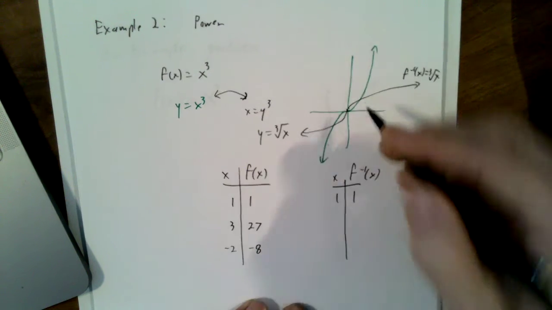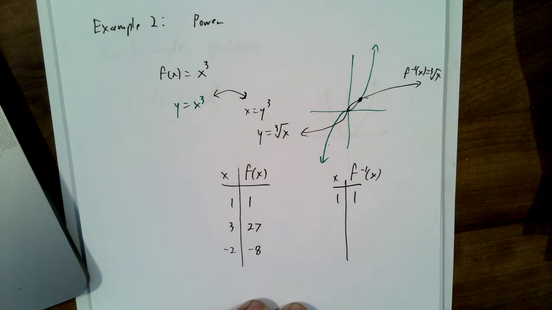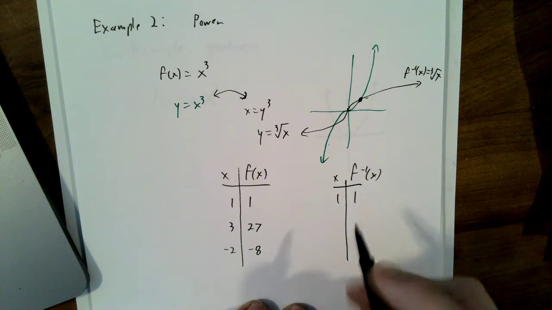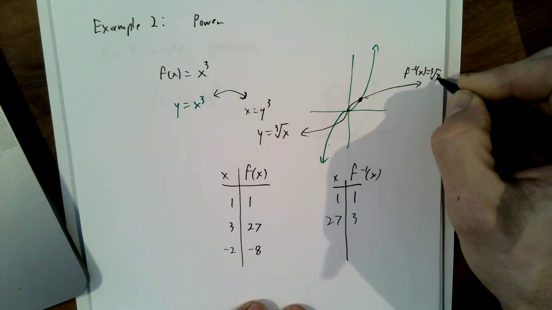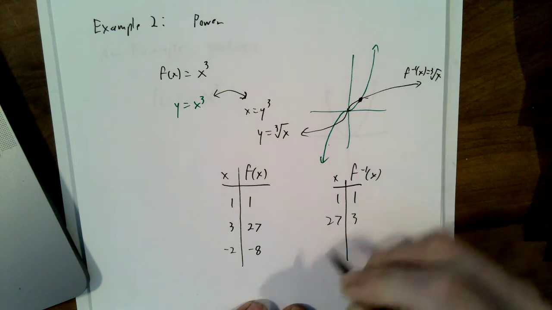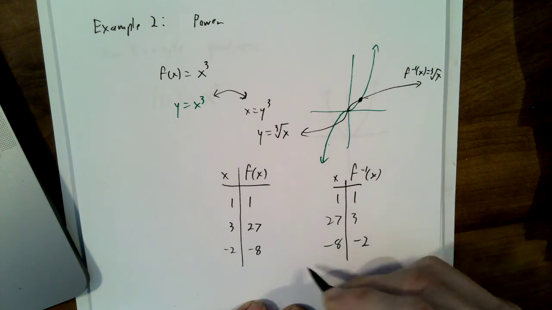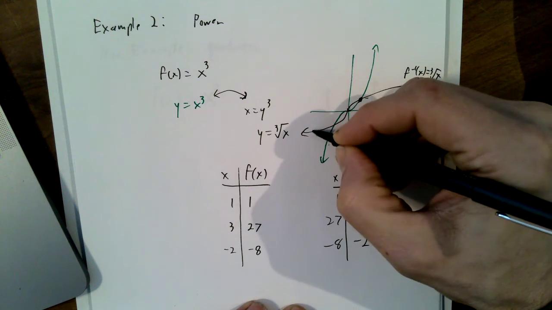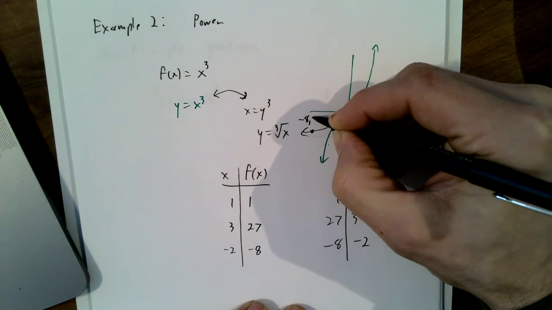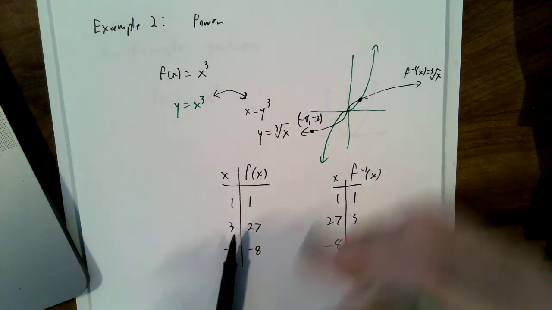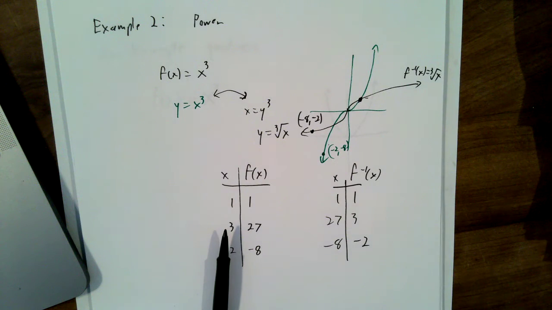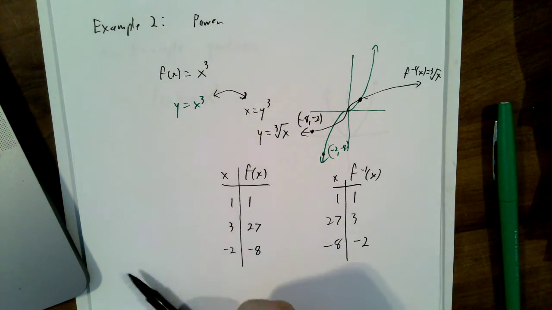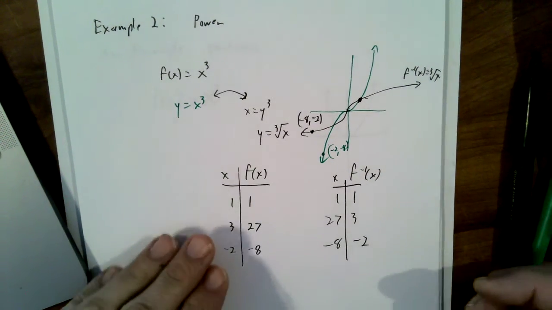1, 1. Well, that point is on the graph of both of them, because the input and output were equal there, so switching them doesn't change anything. But 27, 3. That's not going to get up to y equals 3 until way out there at 27. Negative 8, negative 2, because the cube root of negative 8 is negative 2. That's out here. So this one has negative 8, negative 2 on the graph, where the original function has negative 2, negative 8. So you can do ordered pairs, you can do the graph of them, and think them through both ways.